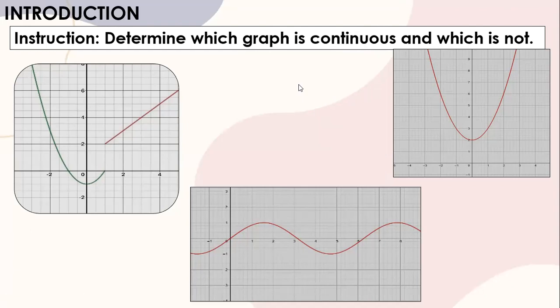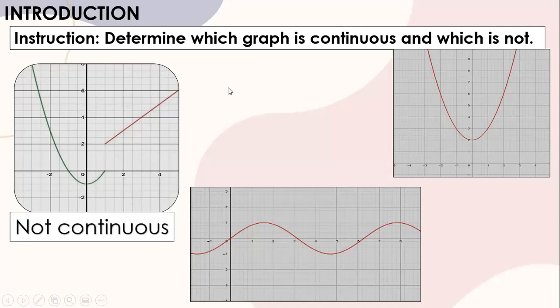For our first graph, determine natin by just looking at the graph if continuous ba yung ating function. We will trace our graph from the leftmost part up to the right. Pagdating dito sa part na to, nagkaroon siya ng putol. When we trace our graph and there is a break, we can already say that the graph or our function is not continuous.